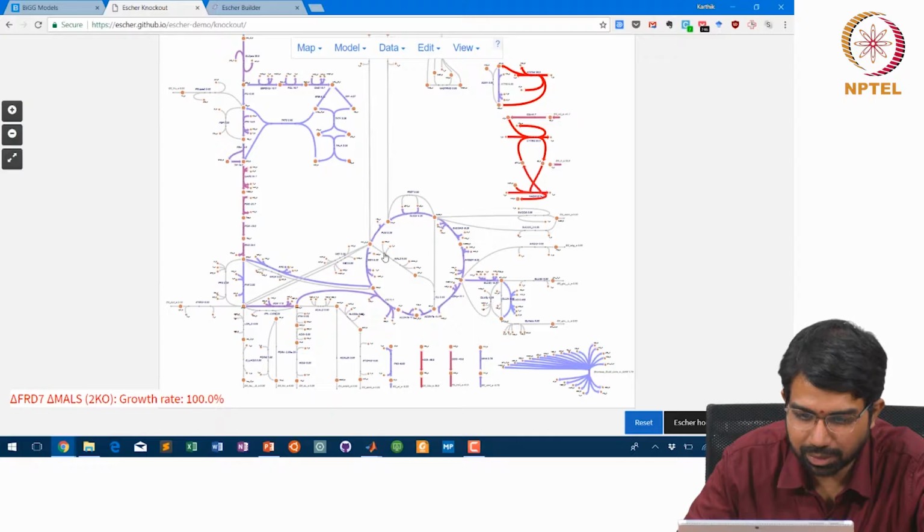So, if you see, I can keep deleting these reactions, they are not going to make an effect, because these are not reactions that are currently being used, right. But now if I even delete one of these, it might already become lethal.